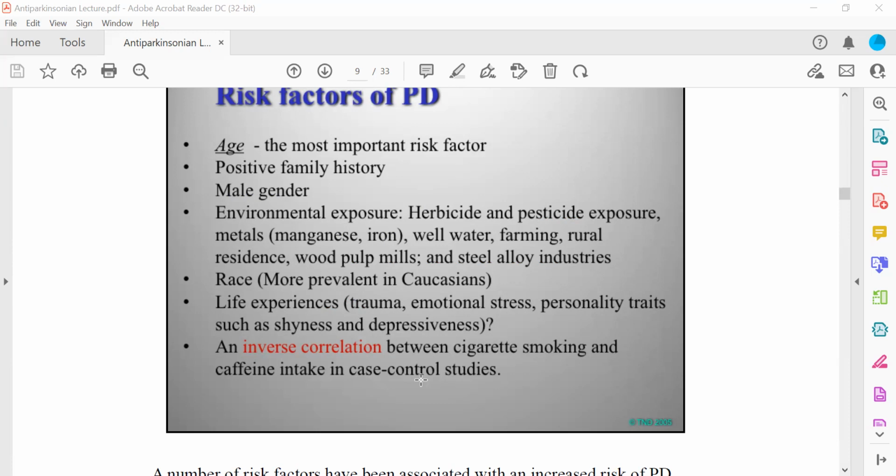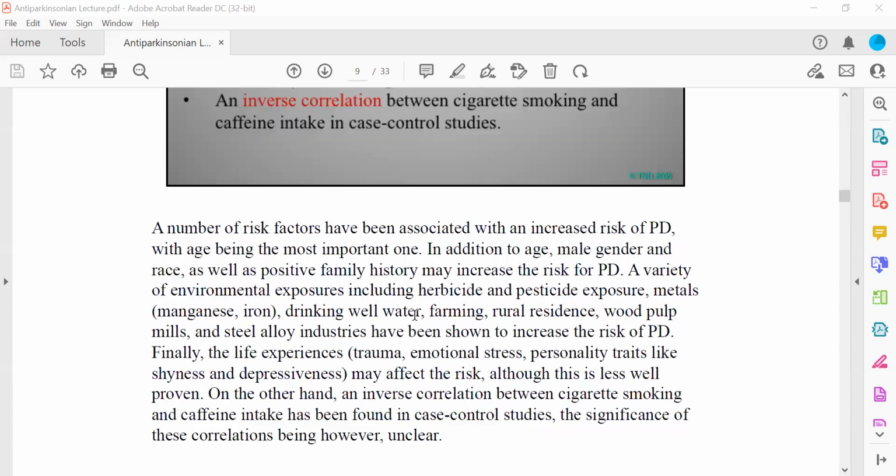I'm not saying that you should start smoking so that you don't get Parkinson's disease. It's not good for your health. I don't think you will even reach the age where you develop Parkinson's disease if you start smoking. So please don't do that. Please just take note of the risk factors.